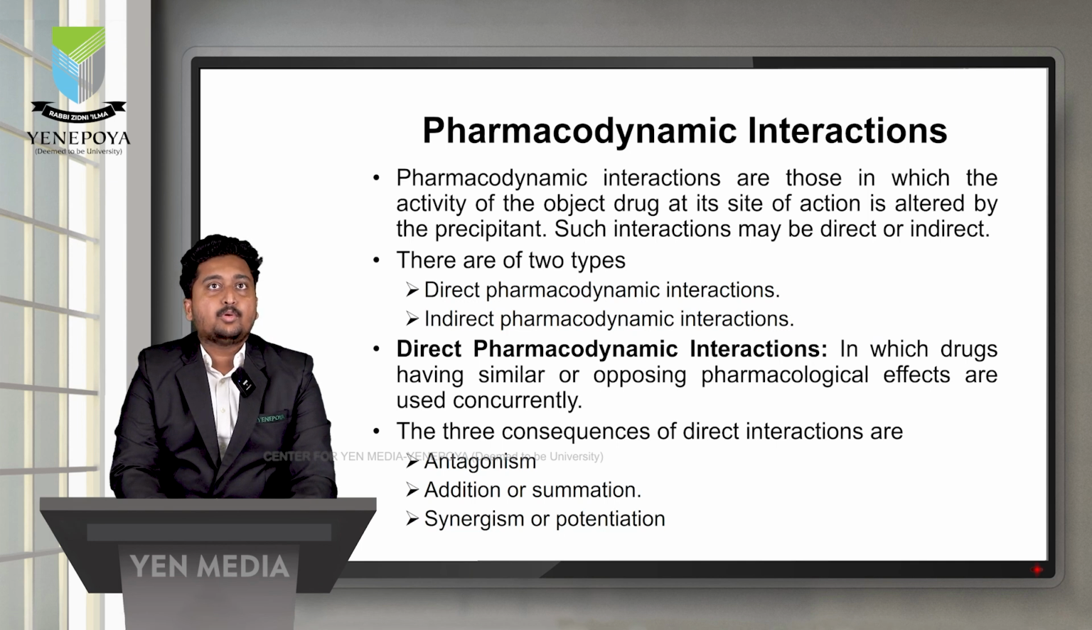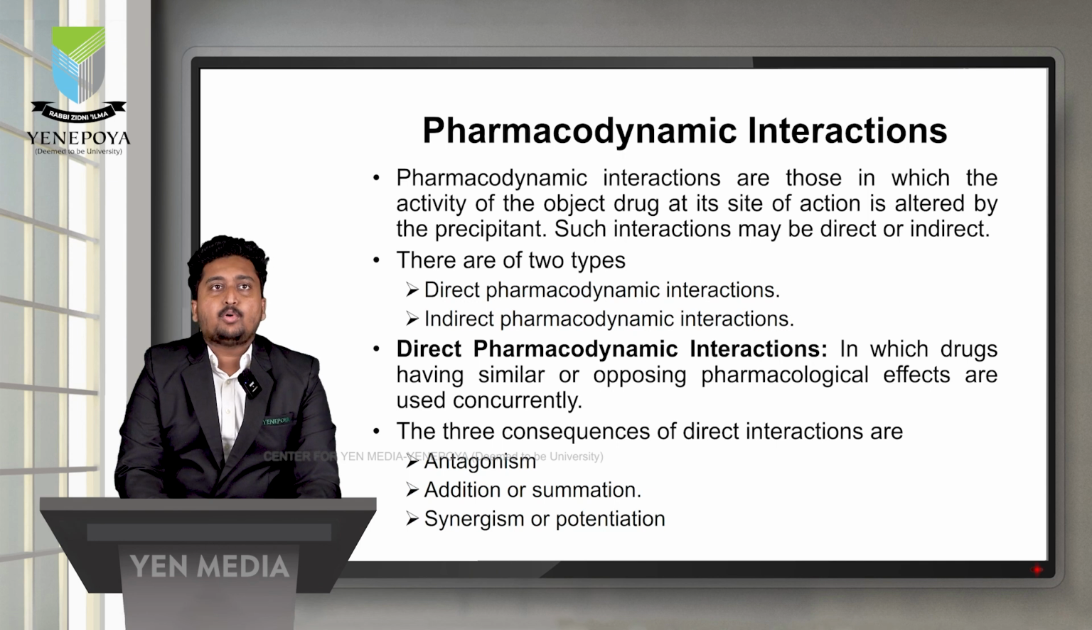Now we are going to talk about pharmacodynamic interactions, which are those in which the activity of the object drug at its site of action is altered by the precipitant. Such interactions may be direct or indirect. So we have two types of pharmacodynamic interactions, direct as well as indirect. Basically, pharmacodynamic interactions are those where the mechanism of action, or the action of the object drug at its particular site of action, will be modified or altered by the precipitant drug.